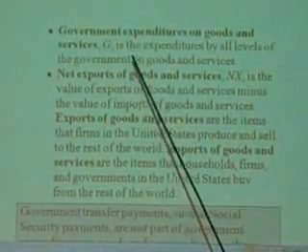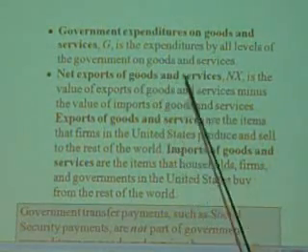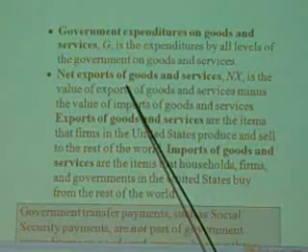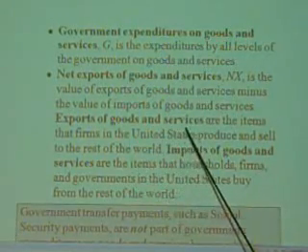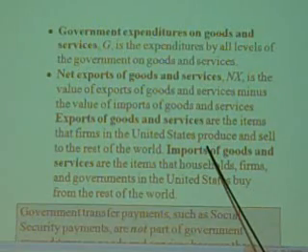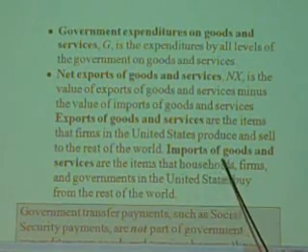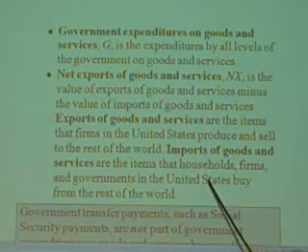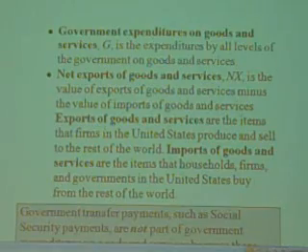G refers to government expenditures on goods and services. And then finally, NX, net exports of goods and services. Exports of goods and services are the items that firms in the U.S. produce and sell to the rest of the world. Imports of goods and services are the items that households, firms, and governments in the U.S. buy from the rest of the world.